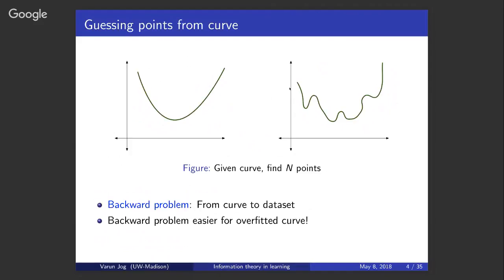That's because if you look at the curve on the right, you'll see that there's no reason why this curve must have gone here. The only reason it went there was because it was trying to fit a point there.